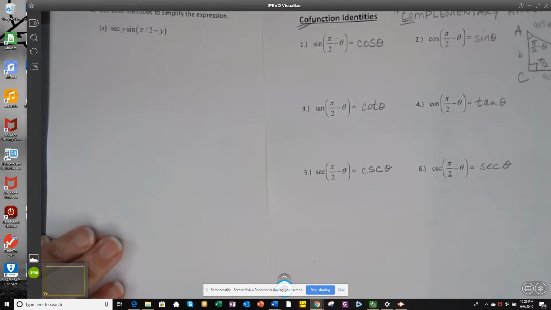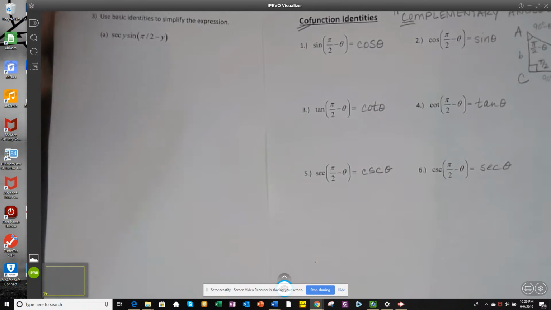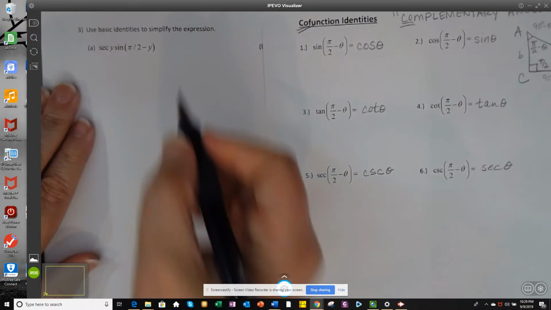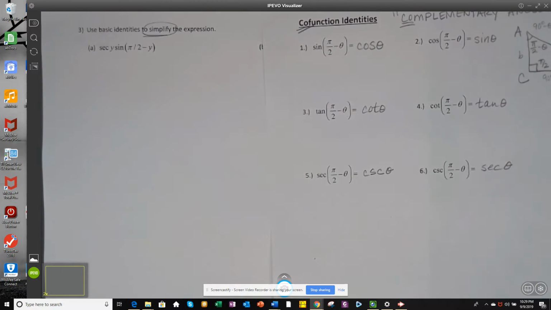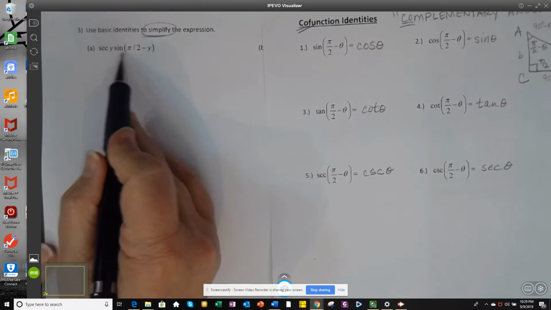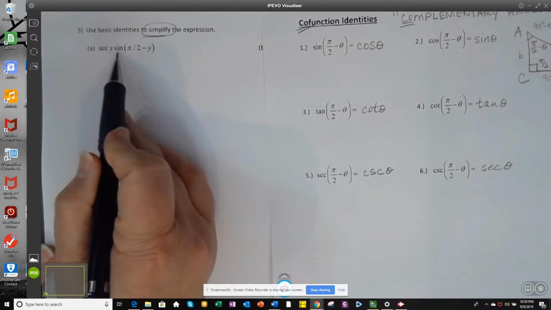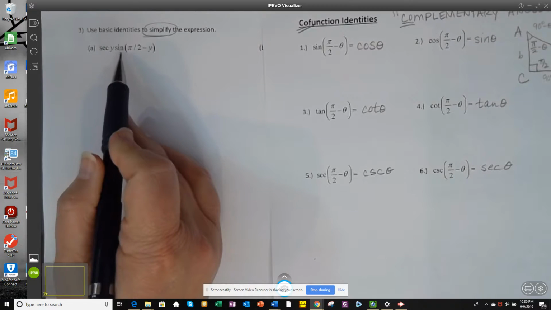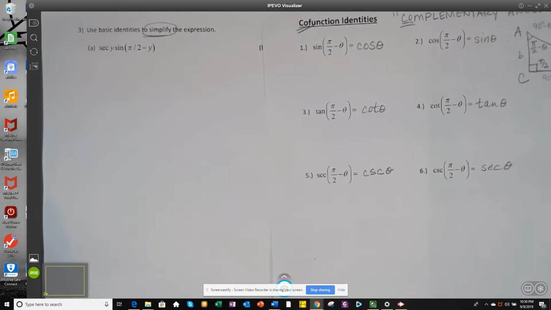So what we're going to do now is we're going to use our basic identities to simplify an expression. That means I'm going to make it simpler than what I started with. For example, I am multiplying here by 2 trig functions. It'd be nice if I ended up with something that wasn't multiplication.